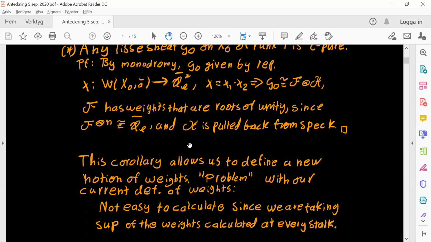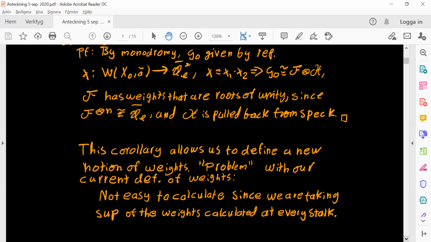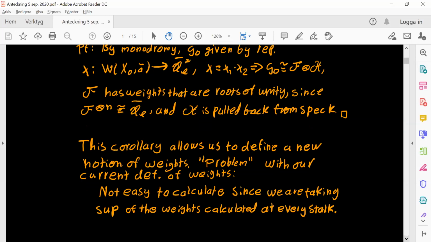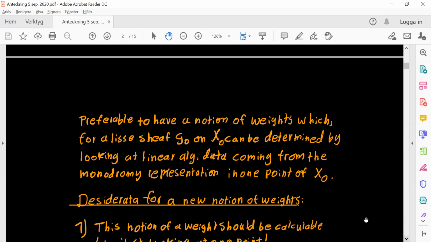So we will use this now to define some new notion of weights. So why would we want this then? Well, I will not say a problem with the current notion of weight, but it's some minor inconvenience with our current definition of maximal weight, that in some sense this is not terribly easy to calculate at the moment, because we're taking some supremum of the weights calculated at every stalk of our scheme. So it would be easier if you could just give me any point of the scheme, and then I can look at the corresponding representation I have at this point. And if I could somehow use some linear algebra to get some notion of weight from this point, this would be preferable because it would be less data, less things to go through.